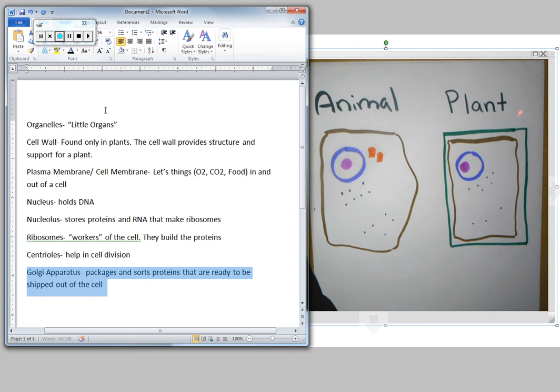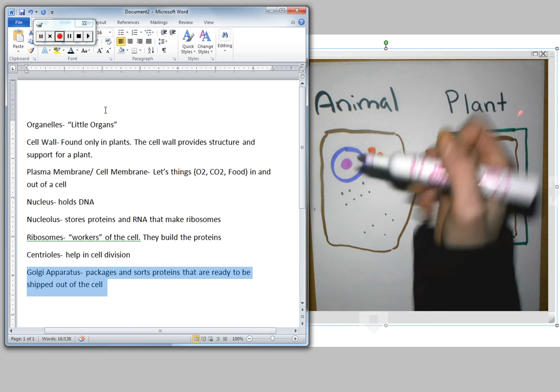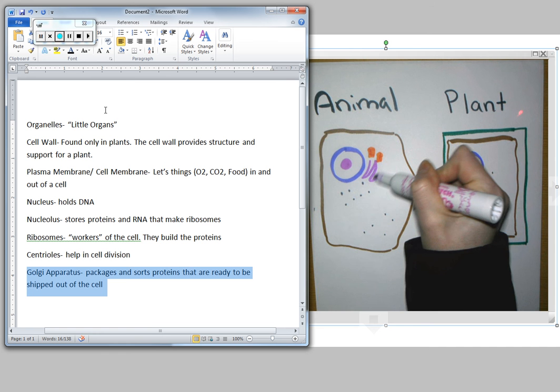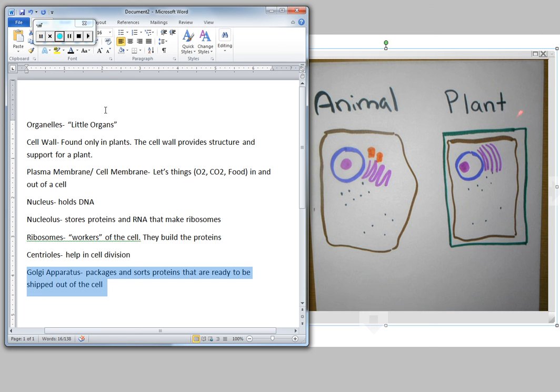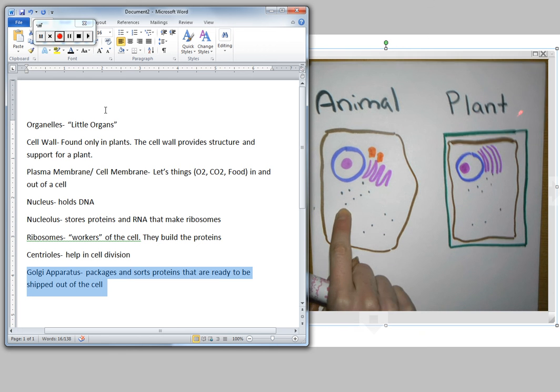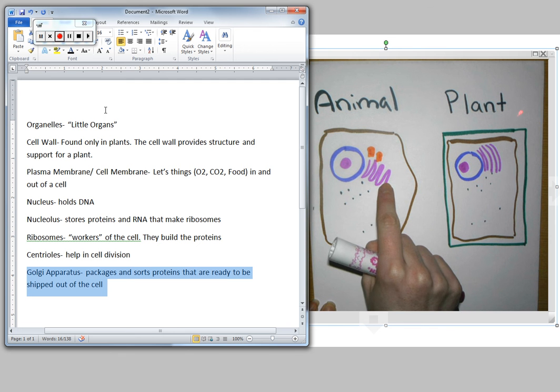Next up, we have what we call the Golgi apparatus. And you might hear the Golgi apparatus referred to as the Golgi body or the Golgi complex. But the Golgi apparatus, or Golgi complex, is found both in plant and animal cells. And it packages and sorts proteins that are ready to be shipped out of the cell. So our ribosomes, which I tend to think are really cute because they're little black dots, build our proteins. They get used in the cell, and then when the cell needs to ship some of those proteins out, it goes through the Golgi apparatus that prepares it to leave the cell.